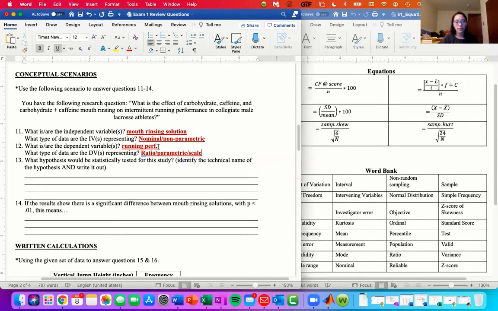So maybe running performance is measured by, maybe we give them a task like how fast can you run a mile? And then their performance is measured by the time they can run a mile, right? Sometimes the examples I give you guys are a little bit arbitrary. That way it gives you a little bit of wiggle room. So I can accept multiple answers if people interpret the question differently.